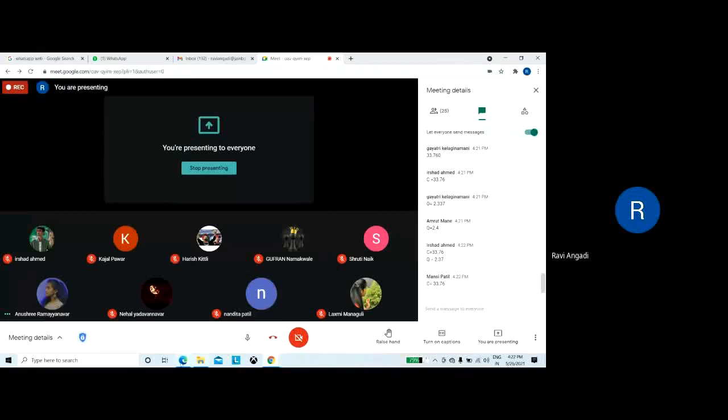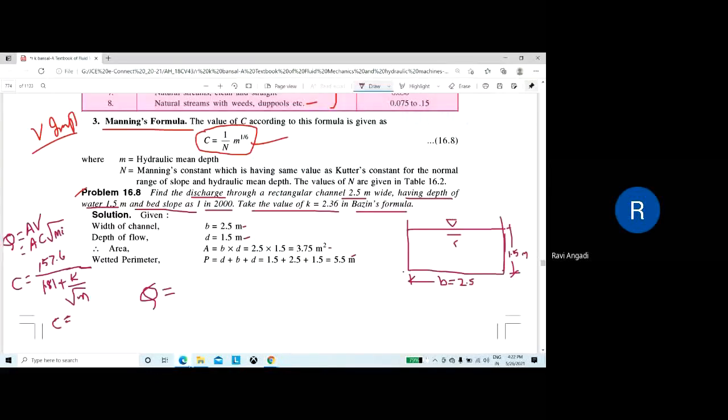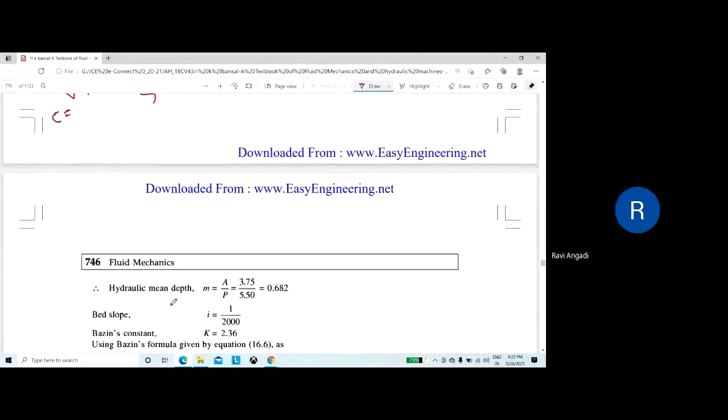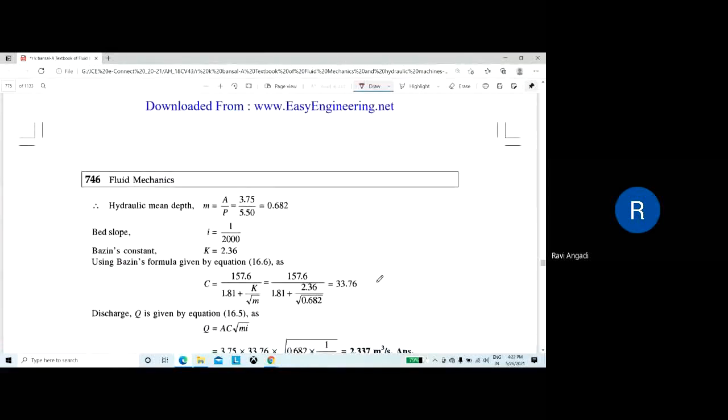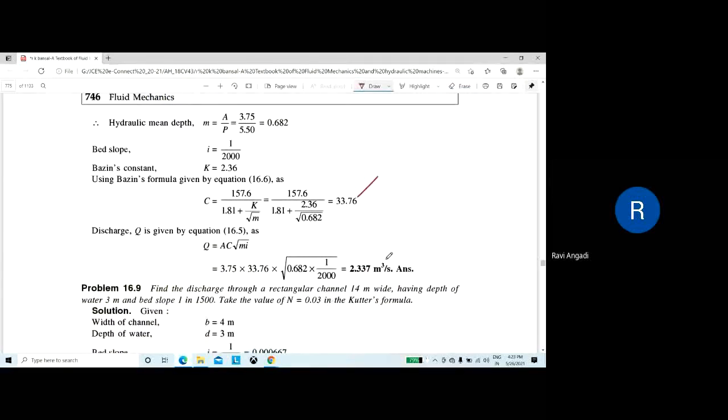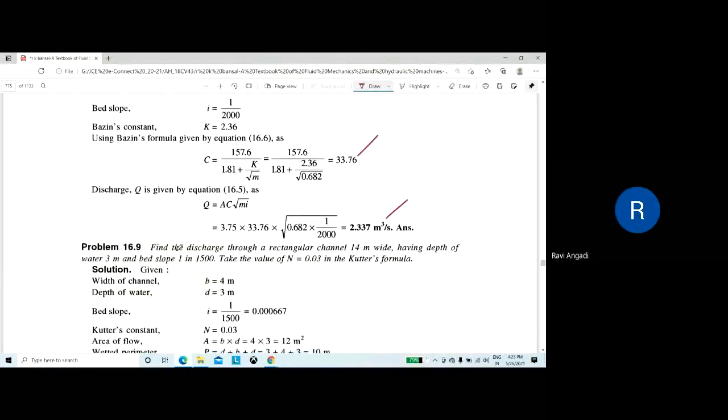Okay, let me check the answer. All of you check the answer here. So the value of C is 33.76, which is correct. Then Q is 2.337. Those who have all got 2.337, it's correct. The answer is correct. Okay, so let us take one more problem.